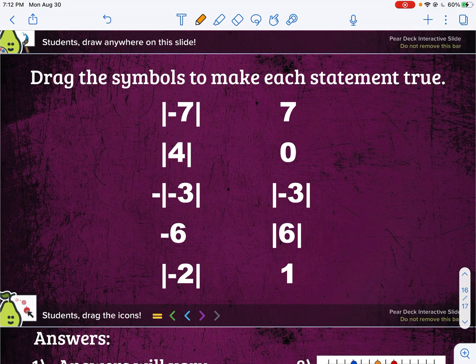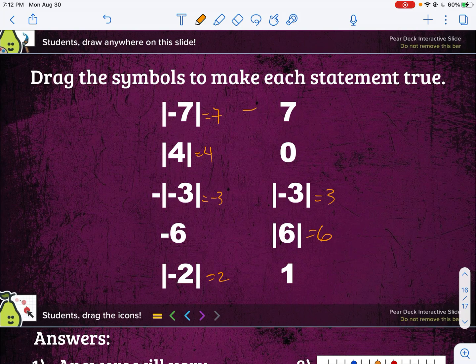Okay, so this time you're going to do less than, greater than, or equal to. Turn off the video and try and do this. This would come out to be 7. This would be 4. We just did this one, it would be -3. That's still -6. That's 2. This would be 3, and this would be 6.